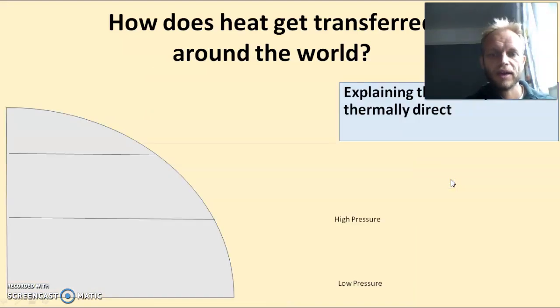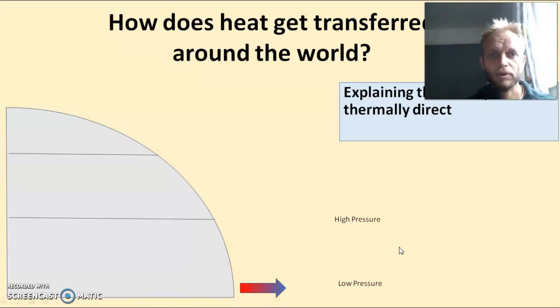Okay, so explaining the Hadley cell. This is our first one where we're going to start from. The Hadley cell is a thermally direct cell. It is driven by the force of the sun's radiation. So we know that at the equator the Earth receives most of its radiation, and what that means is that we get hot air rising. First rule, hot air rises. You know it from hot air balloons and so on. So at the equator we get more hot air rising.